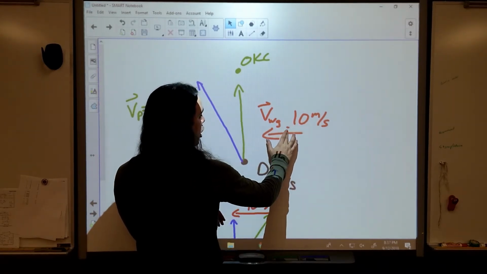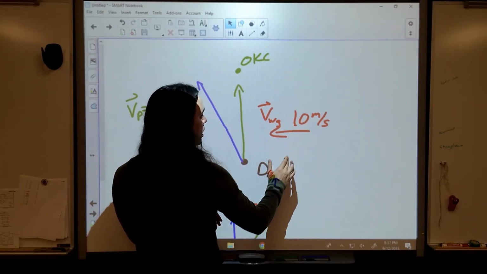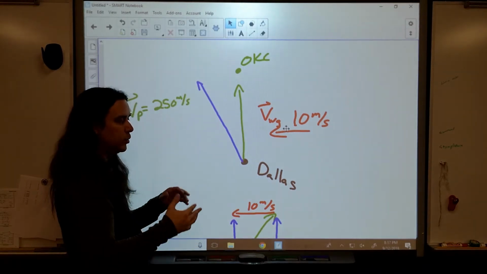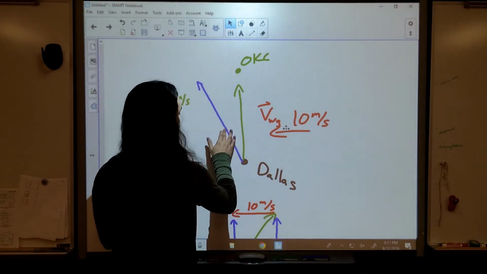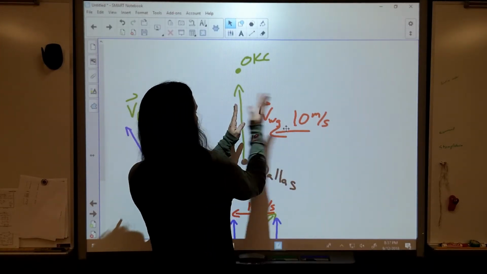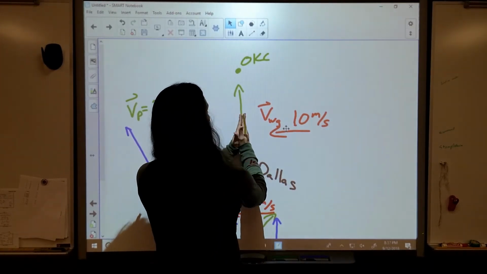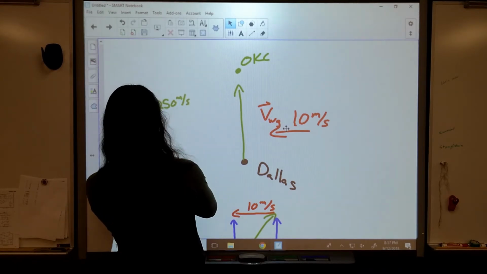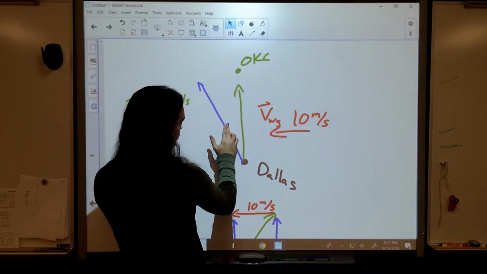And let's say that we have a crosswind of 10 meters per second. That's about 20, 25 miles per hour, something like that. And so here's the thing. You're trying to go north, and the wind is blowing to the west, and what it will do is blow your plane off course, which is what this blue vector is supposed to represent.